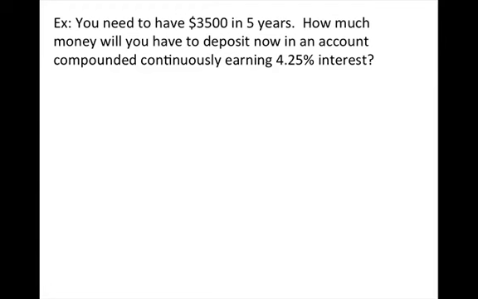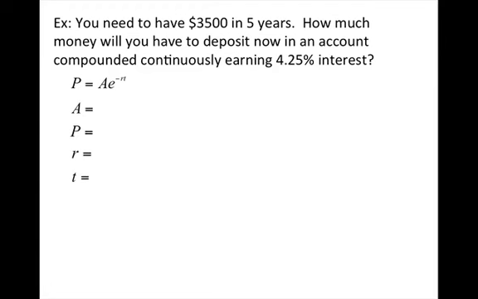You need to have $3,500 in 5 years. How much money will you have to deposit now in an account compounded continuously, earning 4.25% interest? So this time I'm asked for the principal, so I'm going to start with the formula P equals A times e to the negative RT.